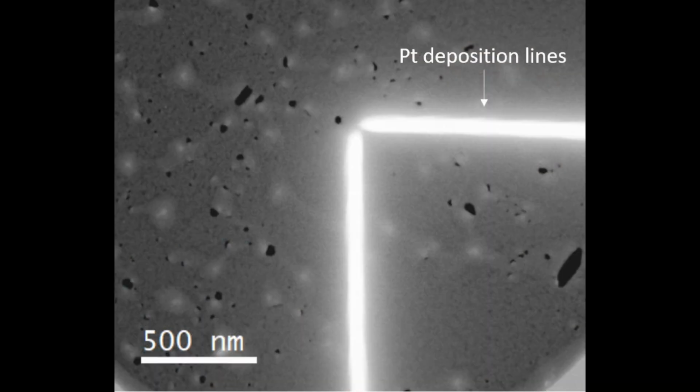In our case, we used PHEBID to deposit platinum lines across suspended graphene. We then transferred the sample to a scanning transmission electron microscope for further examination. The platinum shows up very bright in this imaging mode because it is a large, heavy atom and strongly scatters the electron beam onto the detector.